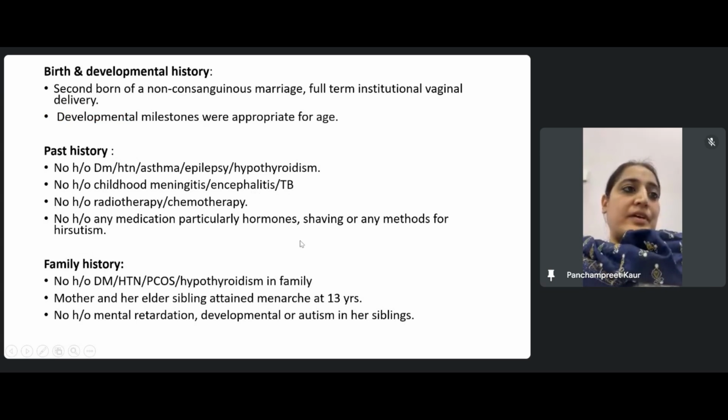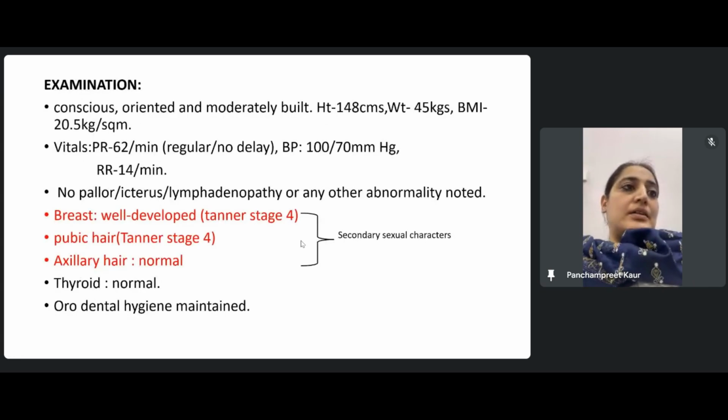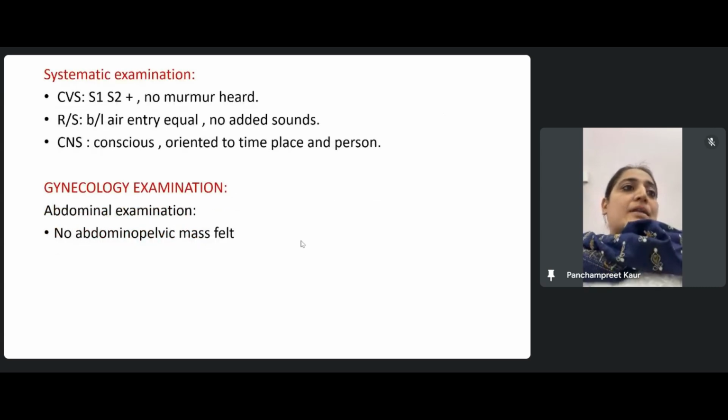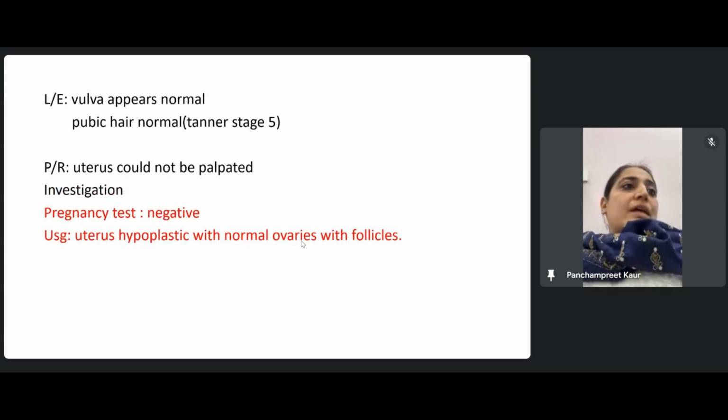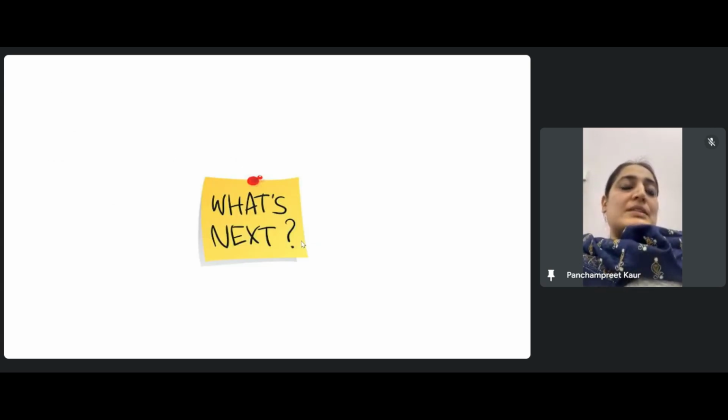There was no significant family history. Her elder sibling had attained menarche at 13 years. She had normal secondary sexual characters. Her thyroid was normal, and the systemic examination was normal. However, on local examination, the vulva appeared normal, pubic hair was normal, and per rectal, the uterus could not be palpated. A urine pregnancy test was negative. We did an ultrasound, it showed a hypoplastic uterus with normal ovaries and follicles. So what next?